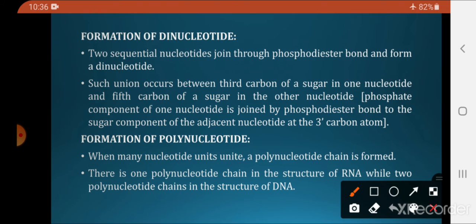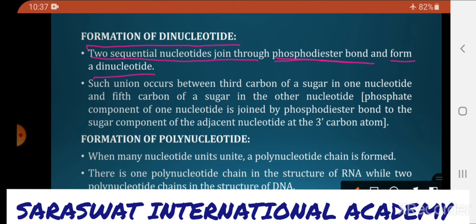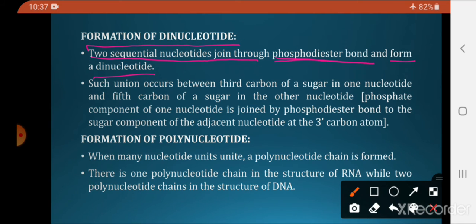Now how will two nucleotides be attached with each other, so that it results in the formation of a dinucleotide. Two sequential nucleotides join through a phosphodiester bond and form a dinucleotide. So what is a dinucleotide? When two nucleotides join by the phosphodiester bond, the component formed is called a dinucleotide. Now the question arises, how will this bonding happen?